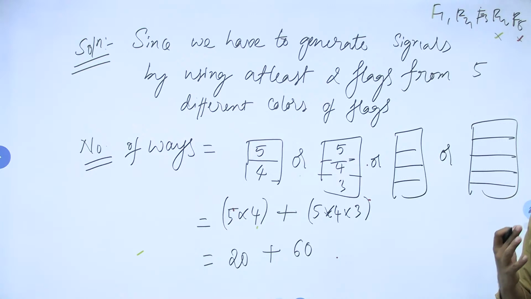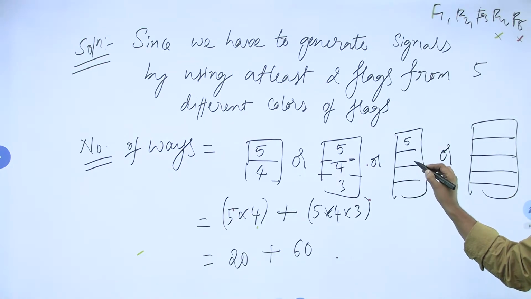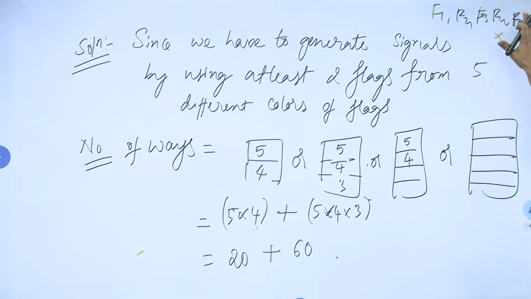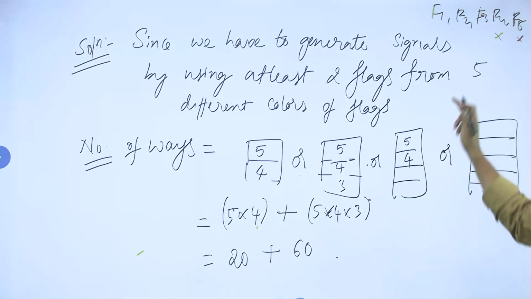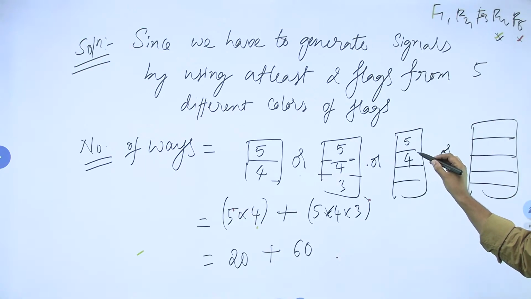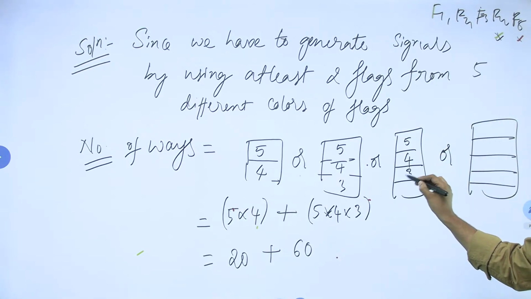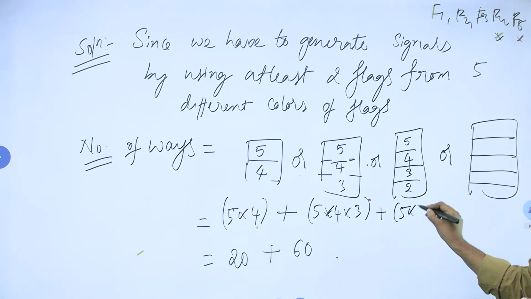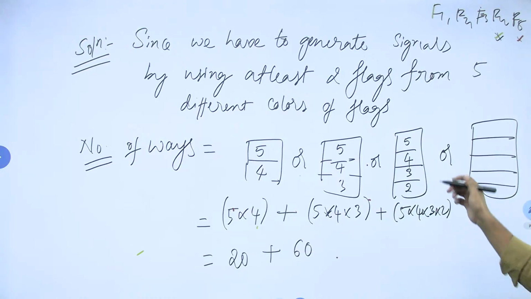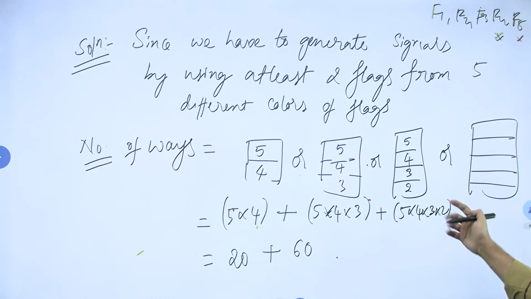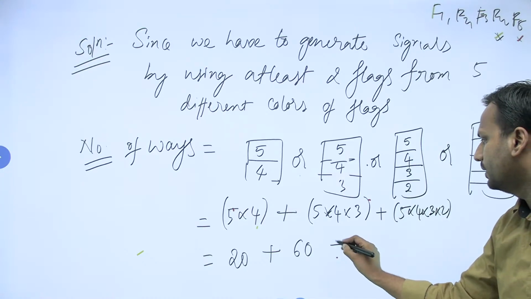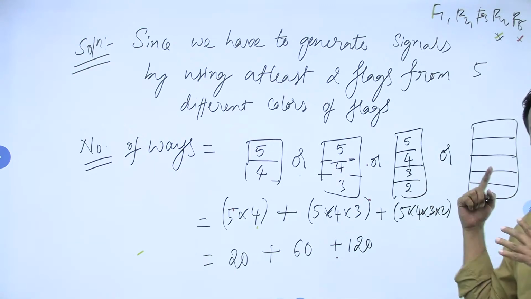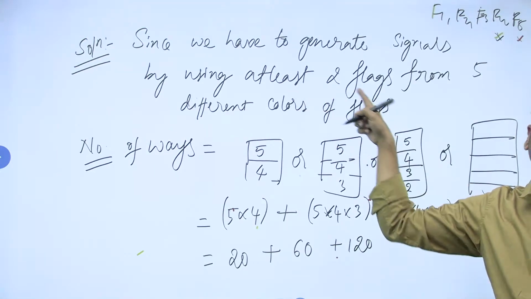Or here, if I have taken 4 flags, what happens now? 5, anyone I can choose here for the first flag. For the second flag, if I have chosen the fifth one, how many are left out? 4. If I have taken the fourth flag as the second one, how many are left out? 3. Next, 2. So by the FPC rule, 5, 4, 3, 2. 5 4s are 20, 20 3s are 60, 60 into 2, 120. In 120 ways, I can generate the signals by taking 4 flags from the 5 flags, which satisfies the given condition, at least 2 flags.